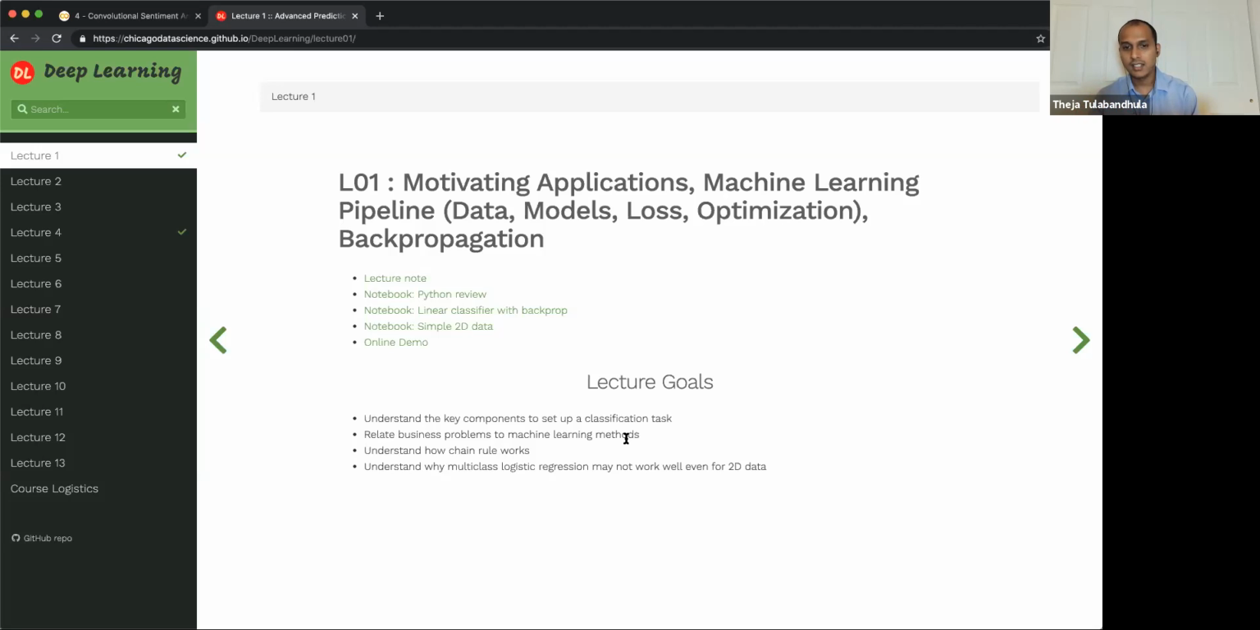The technical part of the first lecture involved looking at backpropagation or chain rule, and we worked out a few examples in the class, and it was also there in your assignment. Towards the end, we looked at multi-class logistic regression. It's basically an instance of a neural network without any hidden layers. We saw that it doesn't work well for a specific synthetic data that we generated. So those were the goals, to understand these 4 ideas.